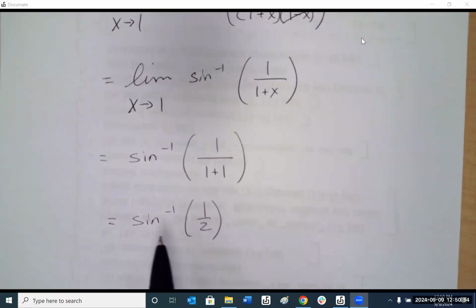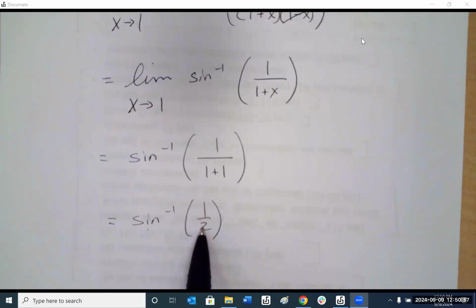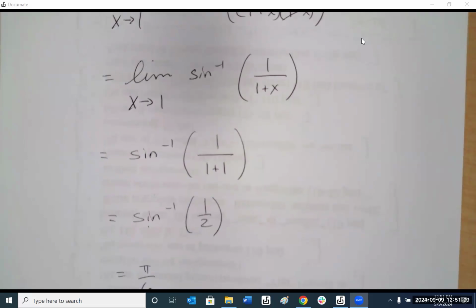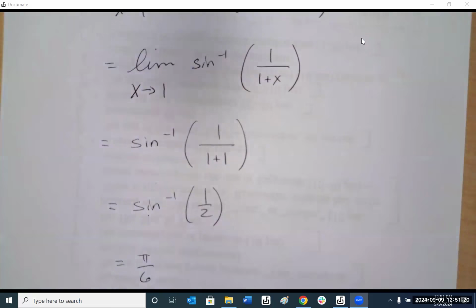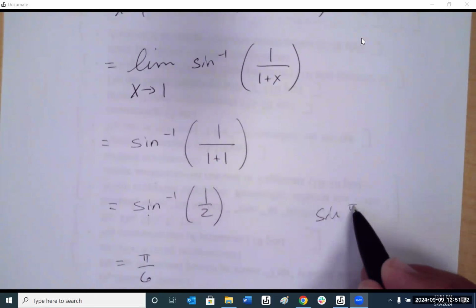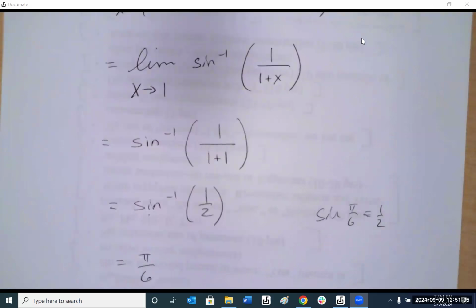Notice what this is asking. What angle of sine gives me 1/2? Which one? Pi over 6. Again, the algebra is just jumping in our face everywhere. And so the inverse sine of 1/2 is basically saying sine of pi over 6 is 1/2. That's what it's saying.